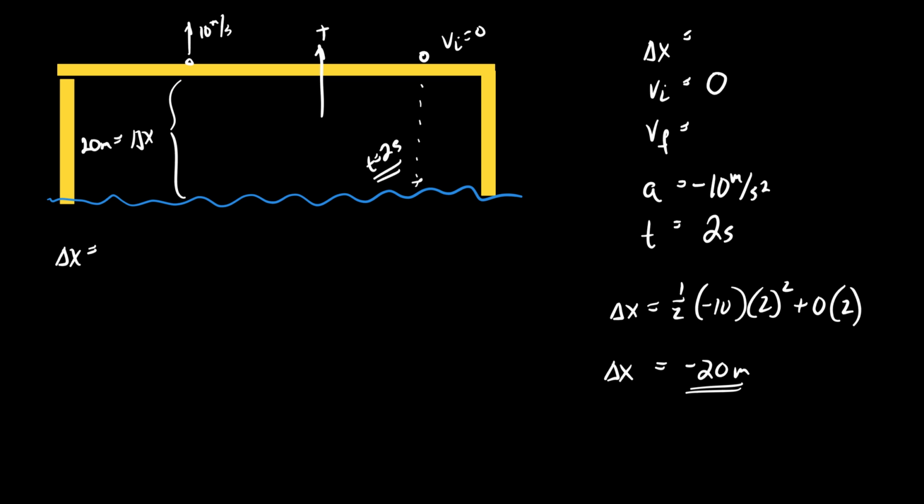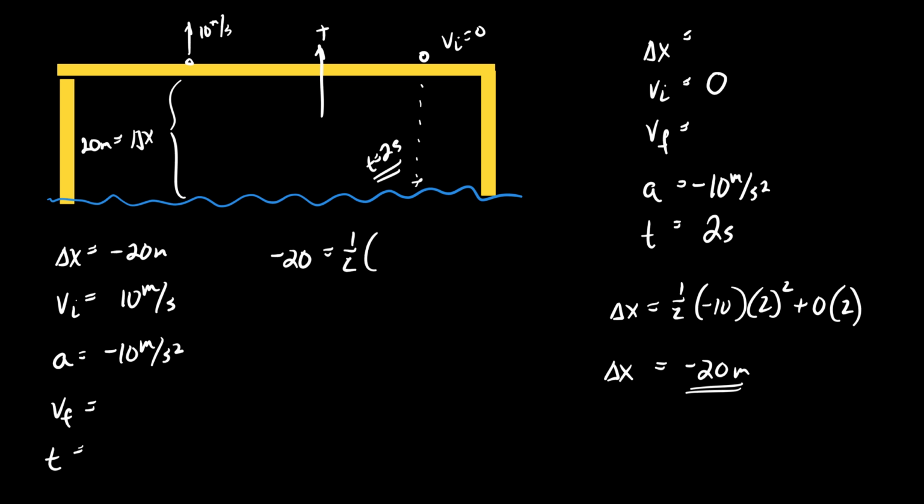Delta x is going to be -20 meters because the rock falls downwards 20 meters after it is thrown upwards at 10 meters per second with an acceleration of downwards of 10 meters per second squared. I don't know what the final velocity is, but we want how long it's in the air. I think there's one of those that will get us time, so let's use it. Delta x equals 1/2 times the acceleration, t squared, plus the initial velocity times t.